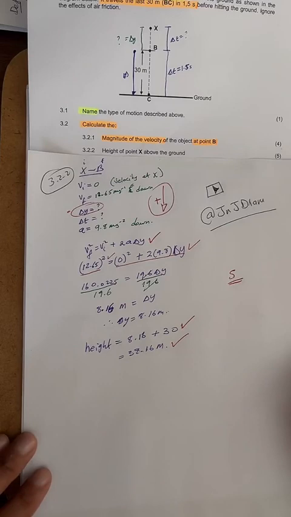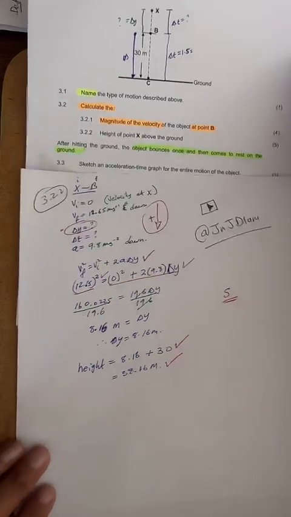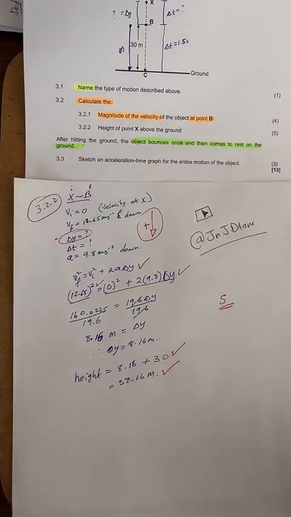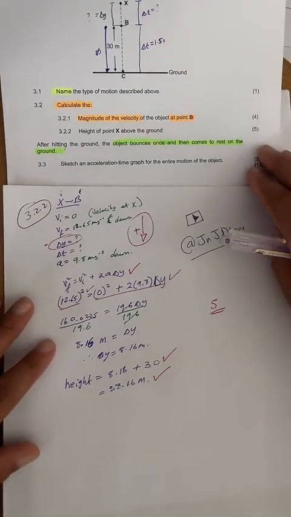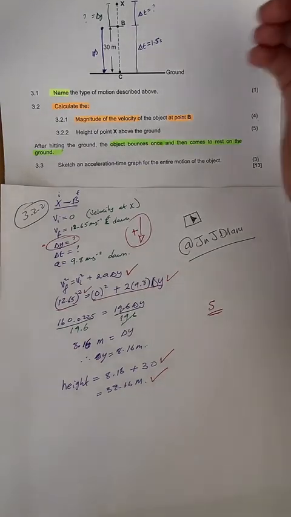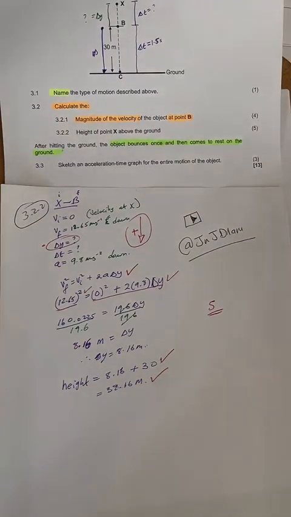Is everyone done? Can we move to the next question? The next question is the last question. It's for 3 marks. There's a statement before the last question, so let's read the statement first. Always incorporate new statements into our question. It says, after hitting the ground, so the object is coming down, it hits the ground at point C. After hitting the ground, the object bounces once and then comes to rest on the ground.